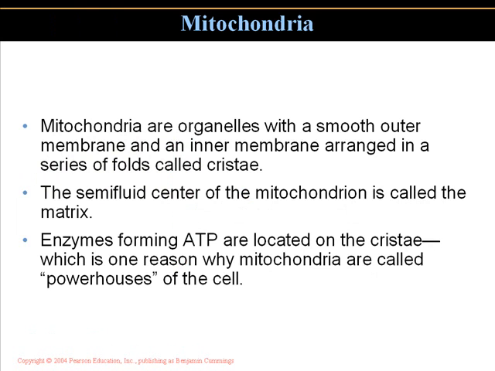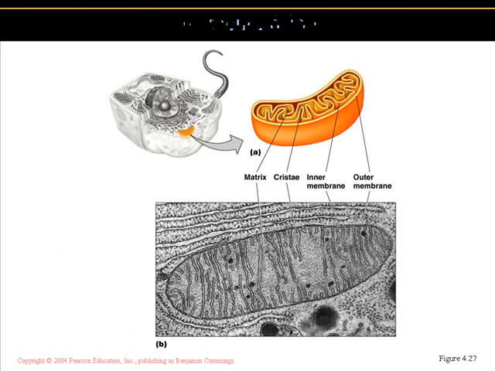Mitochondria are organelles with smooth outer membranes and inner membranes arranged in a series of folds called cristae. The semi-fluid center of the mitochondrion is called the matrix. Enzymes forming ATP are located on the cristae, which is one reason why mitochondria are called the powerhouse of the cell. This is the mitochondria. These are the matrix, the cristae, the inner membrane, and the outer membrane as described.